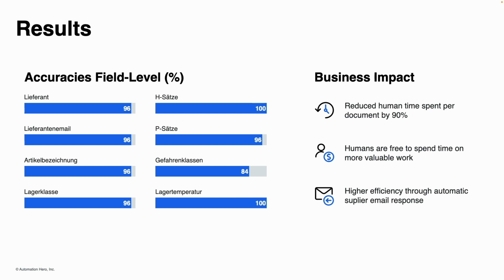Now, the business impact, most important. With this approach, with this automation, we are able to reduce the time humans spend on these documents by 90%. That also allows these people to spend their time on more valuable work. And as a side effect, in this use case, which I didn't show today but is also part of the automation, we have higher efficiency because this automation automatically replies to supplier emails.